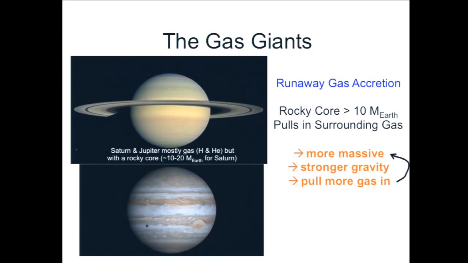And why you have to have that rocky core already is a little bit beyond the scope of the class. You're just going to have to trust me on that. But that's how planets like Jupiter and Saturn mostly form, not all of them we think, but most gas giant planets form in this way: build up a rocky core, and then you have a gravitational runaway process go on.